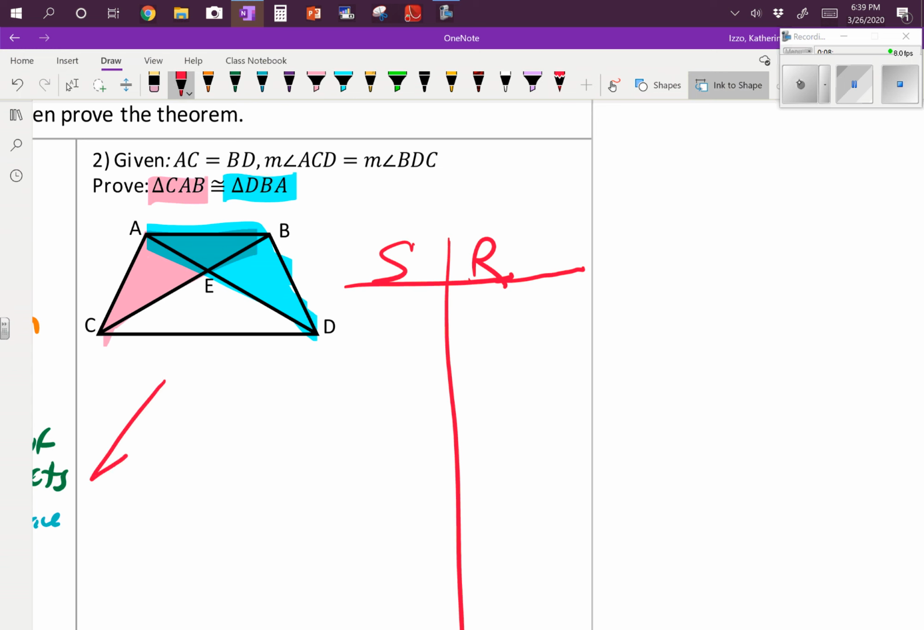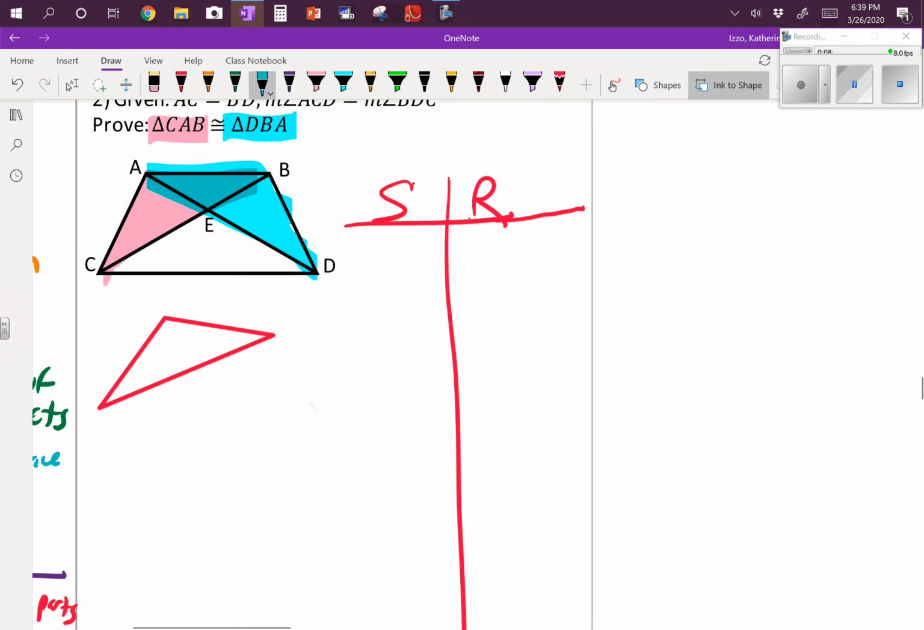So the first thing that we do when we've got overlapping triangles is redraw the triangles. So we've got the pink triangle, and we've got the blue triangle. The pink triangle is A, B, C, or CAB, and the blue triangle is D, B, A.